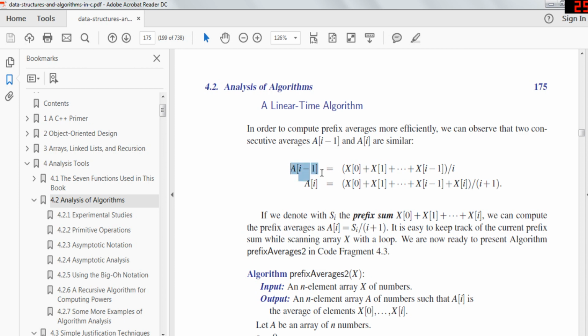Given A of I minus 1 is equal to the average, right? But then the next term, A of I, is equal to that same average. This is the same average. These values are the same. Do you see it? Plus, you just add a new term. Okay? So you note that these are similar, and the averages are similar, okay?